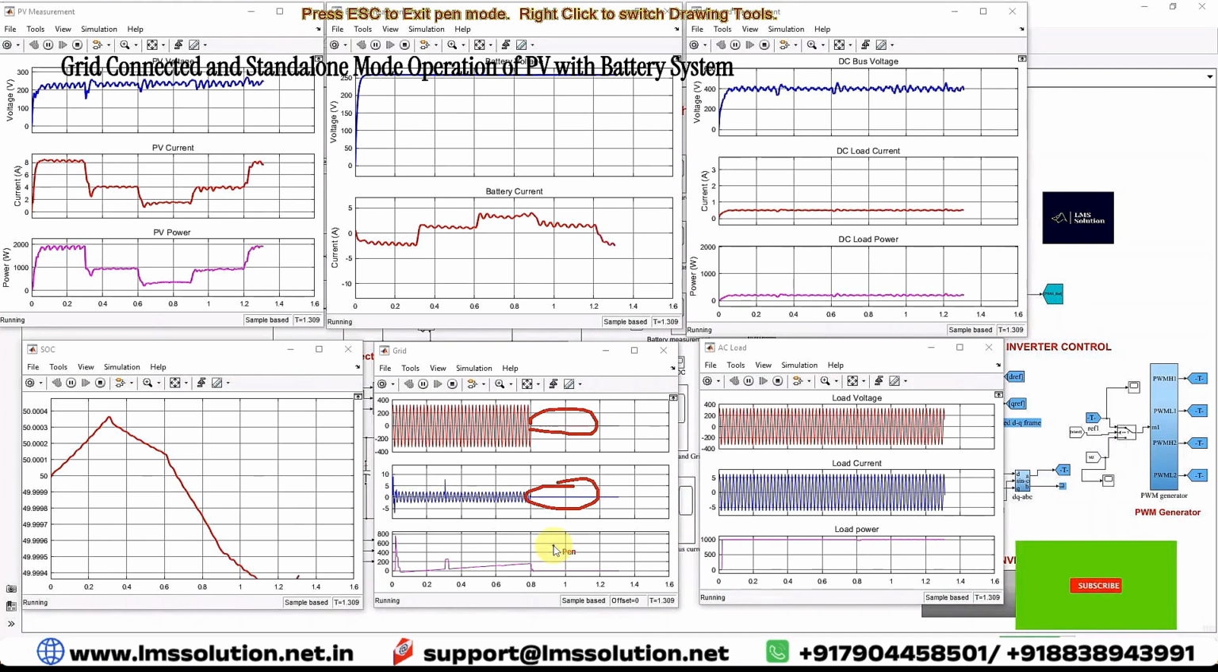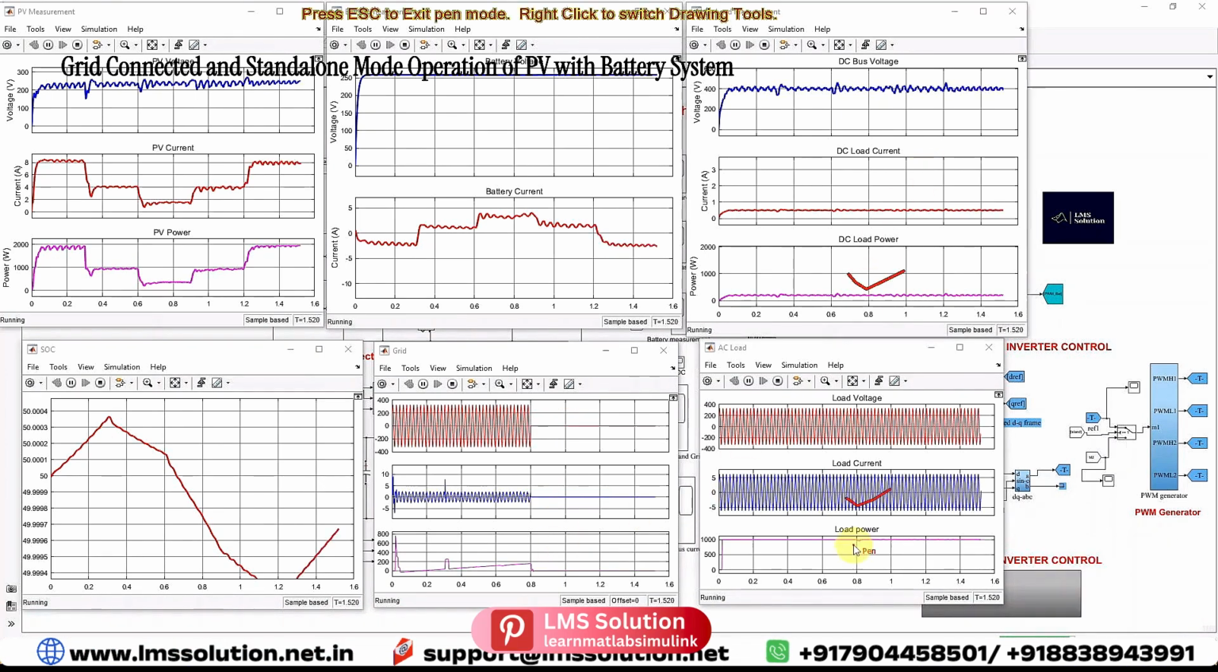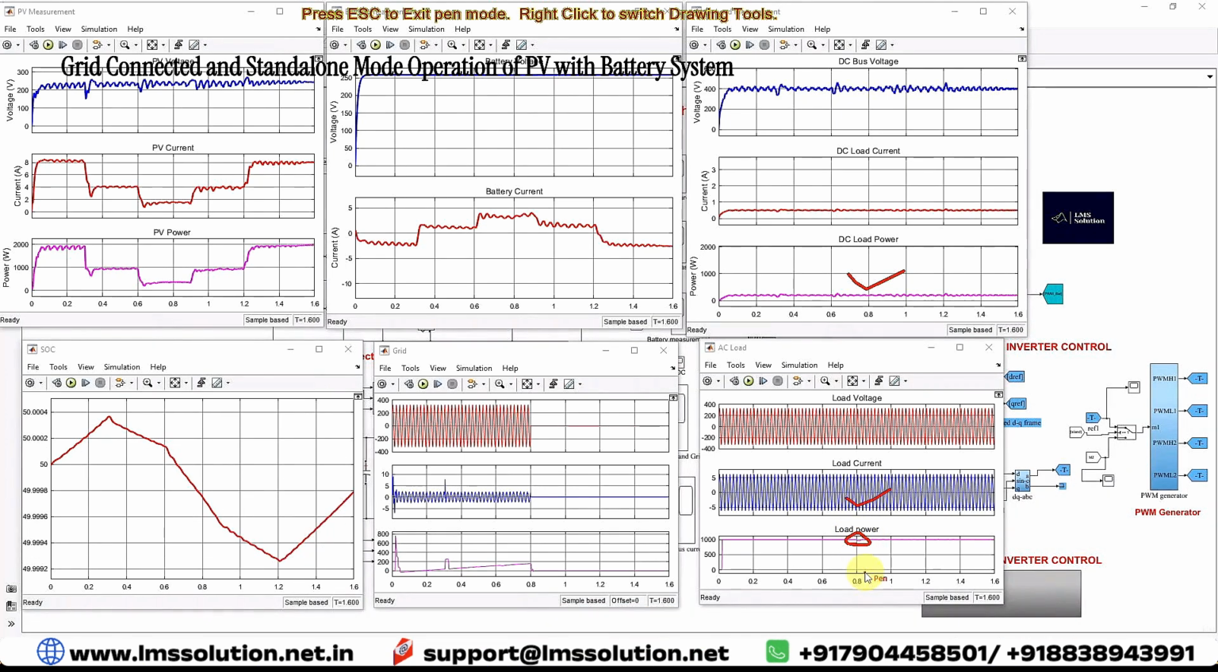There is no deviation in the load power. The load continuously gets power. During the changeover from grid connected mode to islanded mode, there is a small deviation in the power, but after some seconds, it is restored to the same power level. Here you can see this is the switchover from this point, from grid connected mode to islanded mode condition.